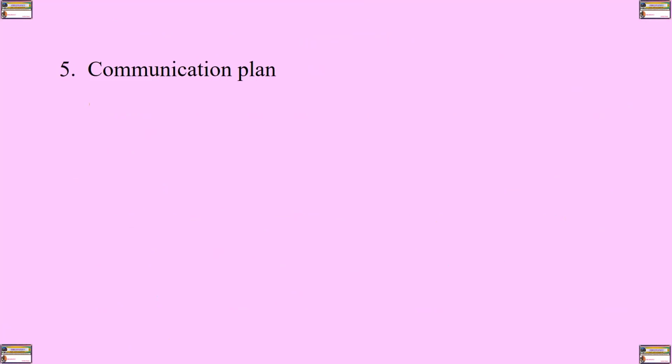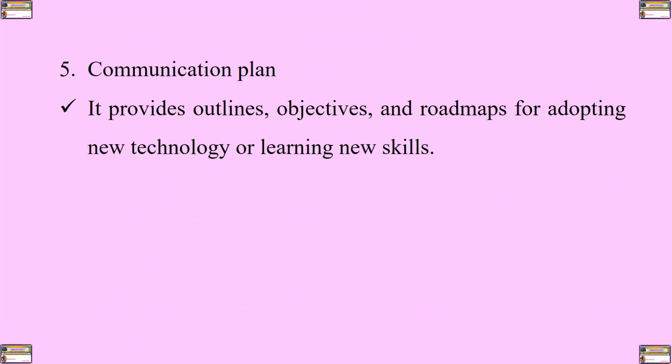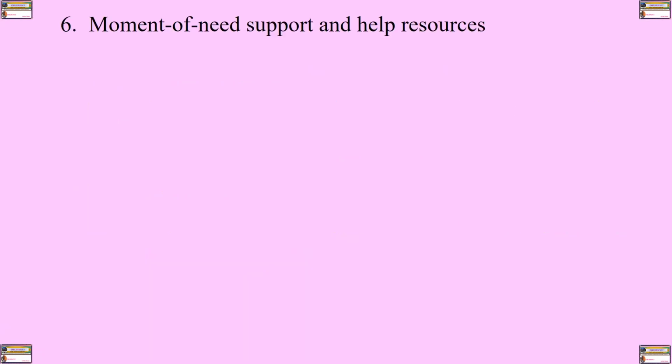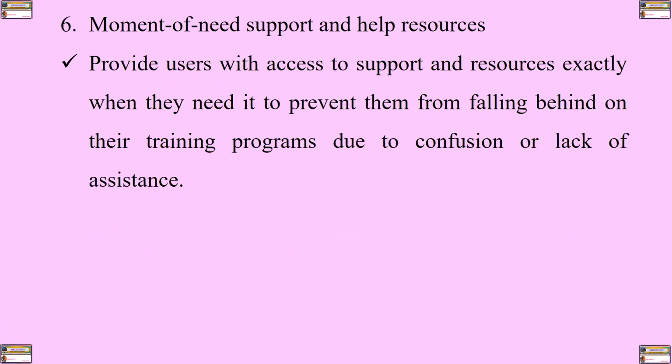Number 5 is communication plan. It provides outlines, objectives, and roadmaps for adopting new technology or learning new skills. It helps get key team members on board and can contribute to creating training champions that will keep morale high and end users motivated. The 6th one is support and help resources.